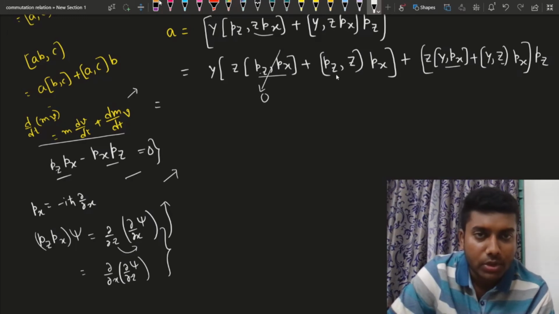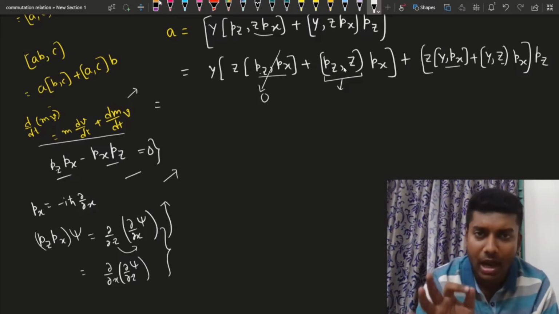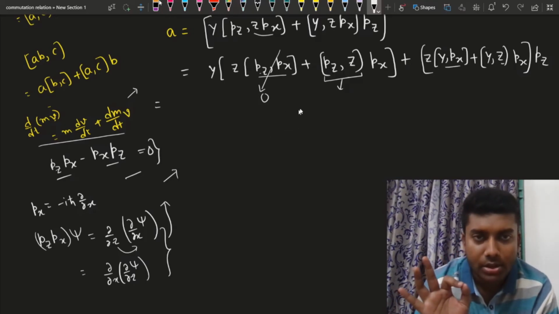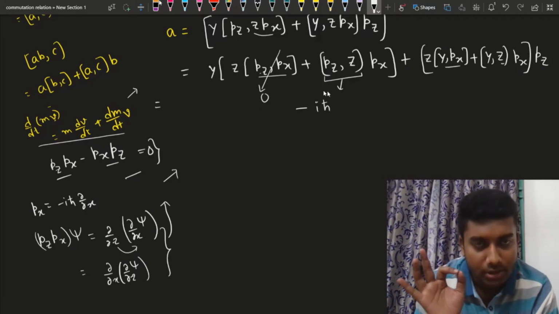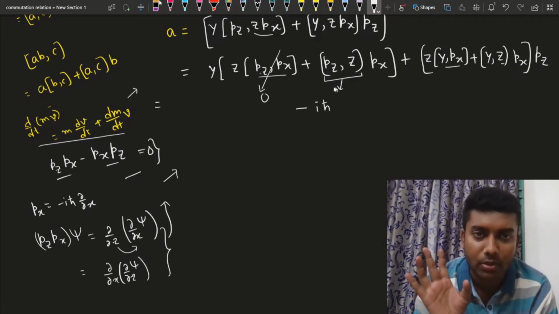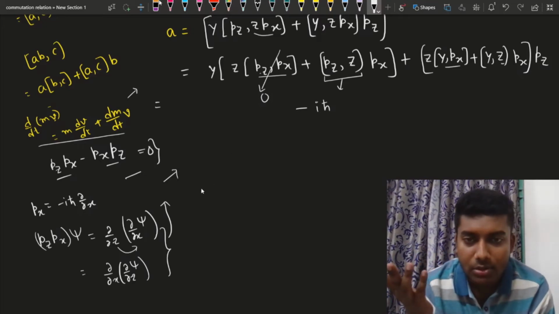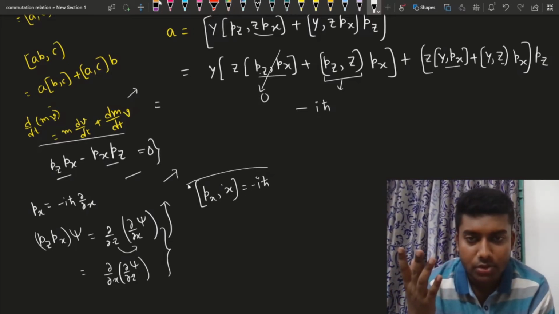Now coming to this term, you can also prove it, but I'm not going to do that proof here. So this will be equal to minus i h cut, the value of this commutation relation. So px comma x, or py comma y, that will be equal to minus i h cut. This is a very important relation.